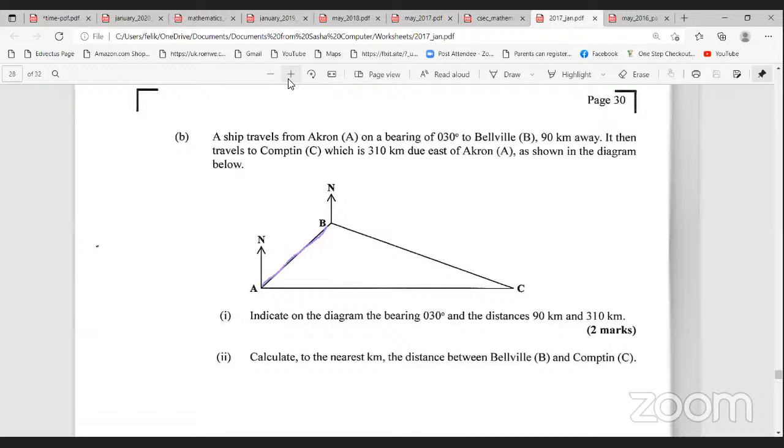All right, so that's the line AB. So where will the angle be? Well, the angle is where the from is, where you're coming from. So the angle should be at the point where we're coming from.